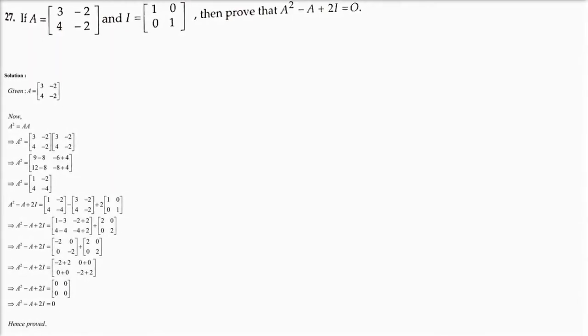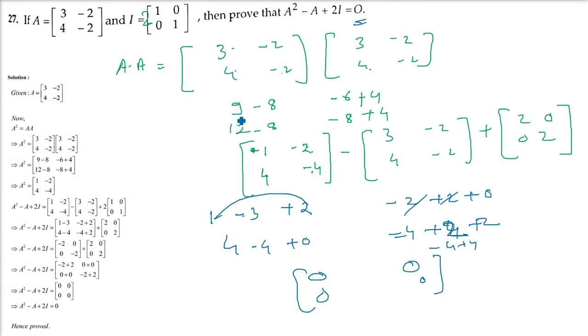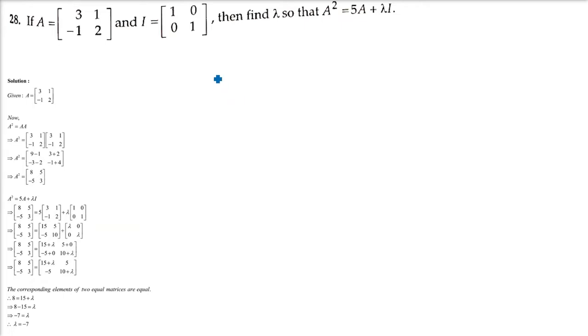Now this is the 28th question. We have to find out lambda here. In order to find out the lambda, the next question is also like this. It is not lambda, but you just have to find out A square and put values and try to fulfill the equation. There are questions coming like the 29th question and different questions. So 28th we will do because it is asking for lambda.